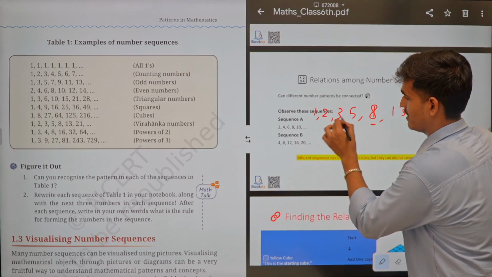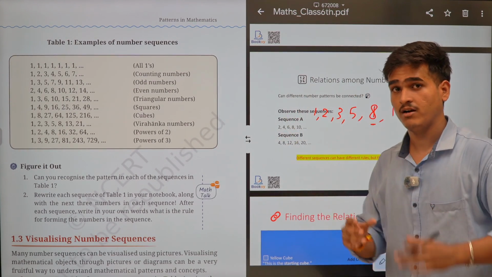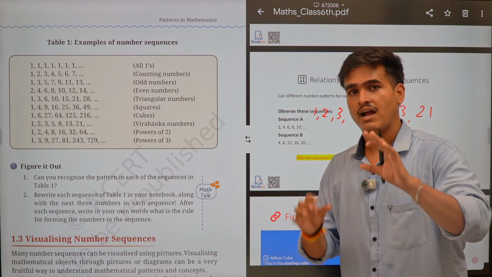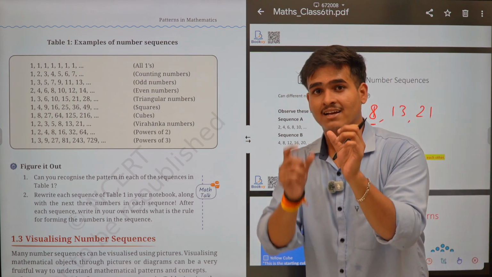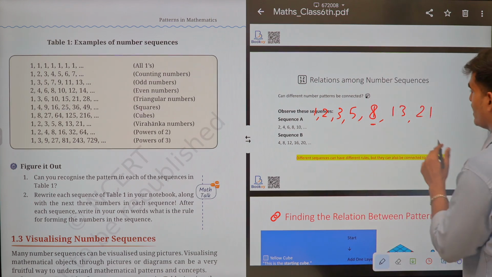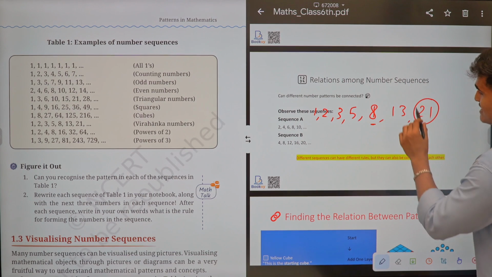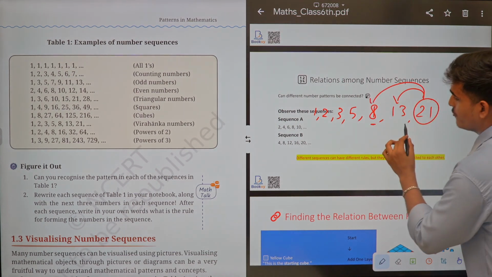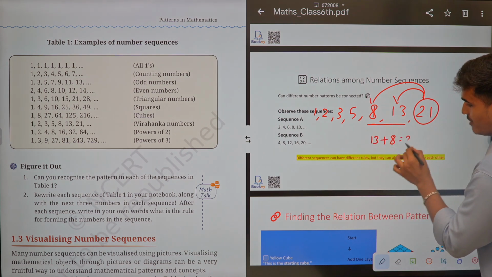Okay, let's take any number, and if you observe carefully, the answer you will get is the addition of the previous 2 numbers. For example, take the number 21. If you look at the previous 2 numbers, 13 and 8, and add them, 13 plus 8, you will get 21.